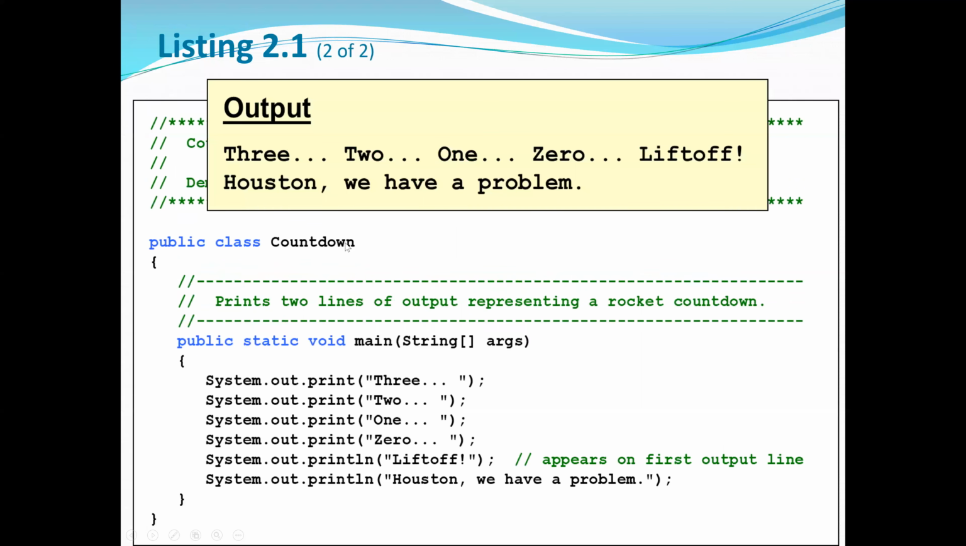So let's see the output. As we can see here, we have System.out.print 3, so we print our 3 with 3 dots. Then System.out.print 2, it's the same line. System.out.print 1, it's on the same line. 0 is also on the same line. Then the cursor is still on the same line. Then we print lift off. But when we print lift off, we are using println, so the cursor will move to the next line, which means "Houston, we have a program" will be printed on the next line.